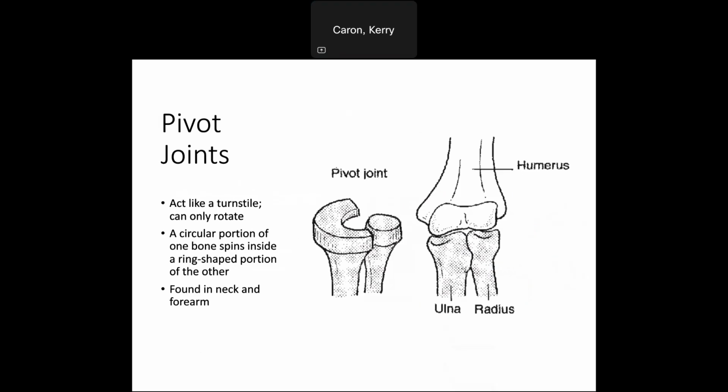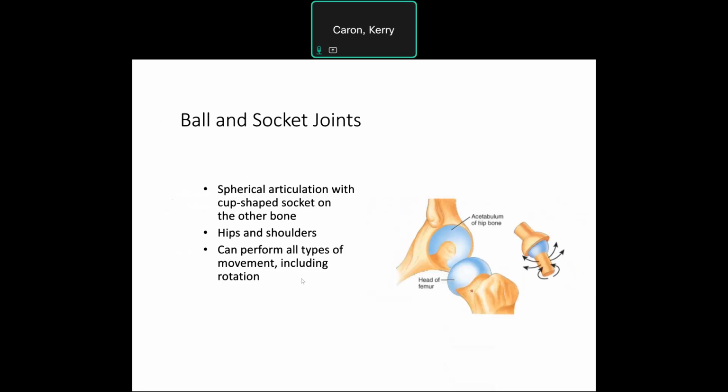Pivot joints move like a turnstile, so they can rotate. They have a circular portion of bone and a ring portion. It's found in the neck and the forearm, so it rotates. Our ball and socket joints, just like it sounds, have a spherical articulation and a scooped-out part of the bone, and that would be your hips and shoulders. It allows for all types of movement, including rotation.